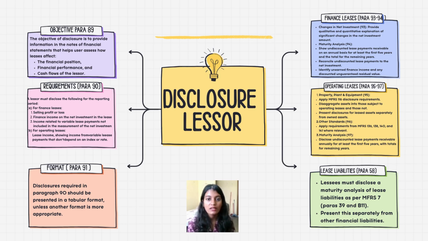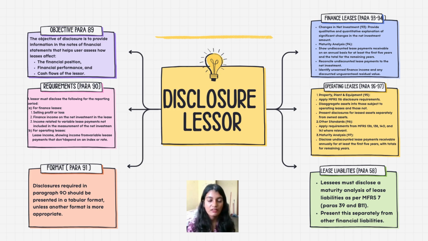According to paragraph 90, the lessor must also disclose for operating leases. This shows lease income including income from variable payments. In paragraph 91, this disclosure should be presented in tabular form, unless another format fits better. For finance leases, paragraph 93 to 94, the lessor must explain any changes in net investment and show a maturity analysis of lease payments for at least the first 5 years and the total for the remaining years.